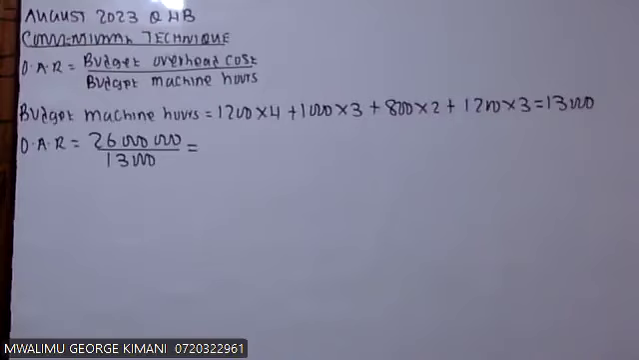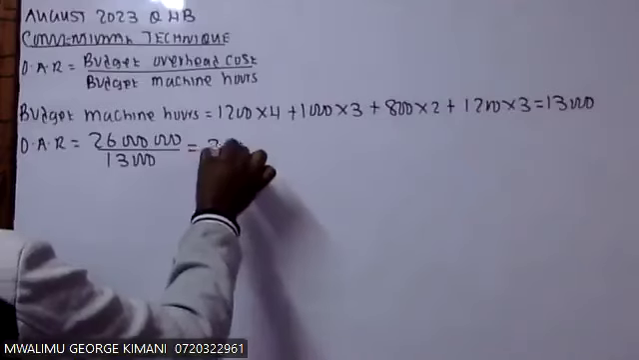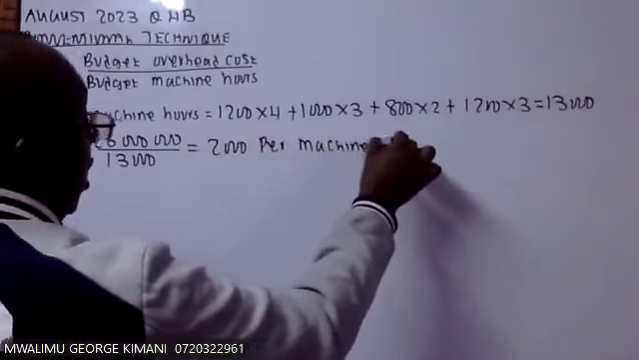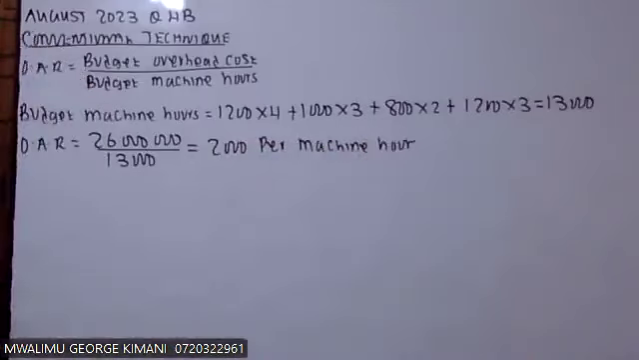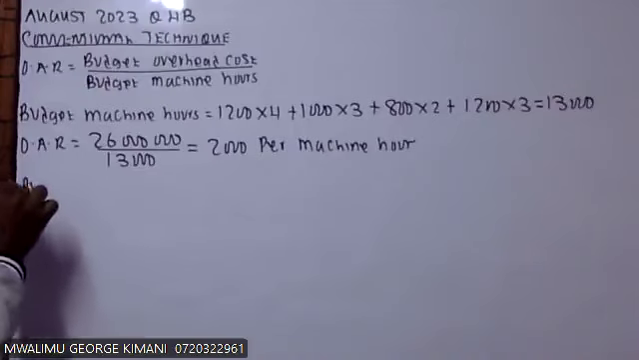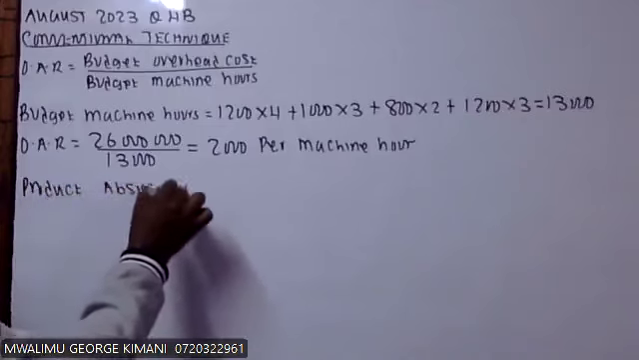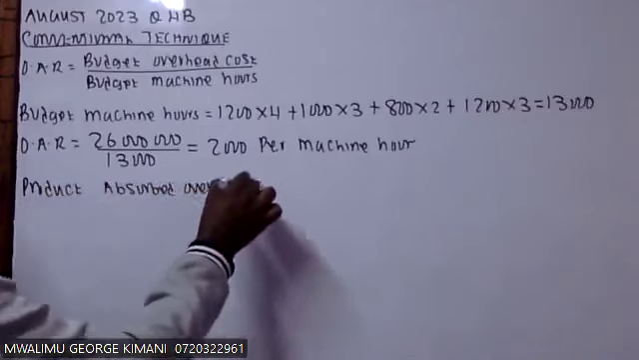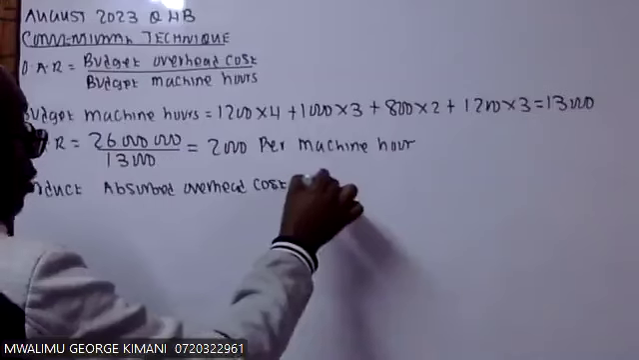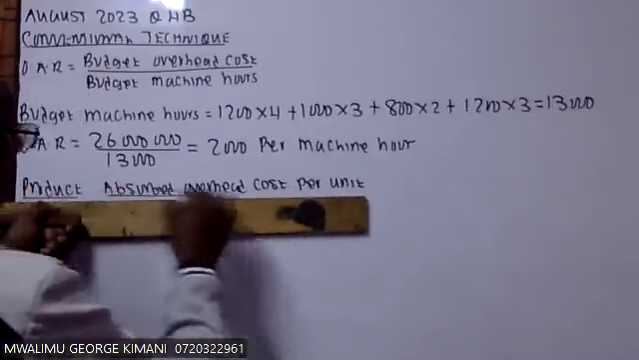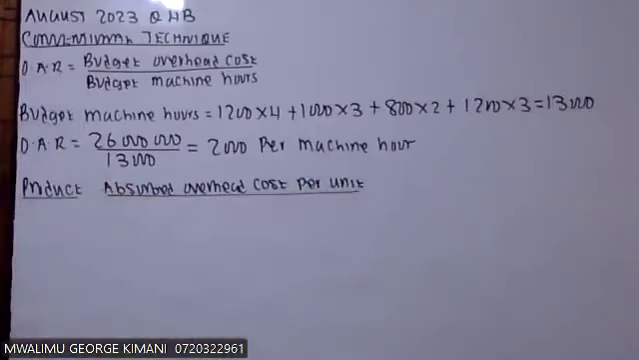Sorry, I need your answers also. Good. So this is 2,000 shillings per machine hour. So we have the product and the absorbed overhead cost per unit.